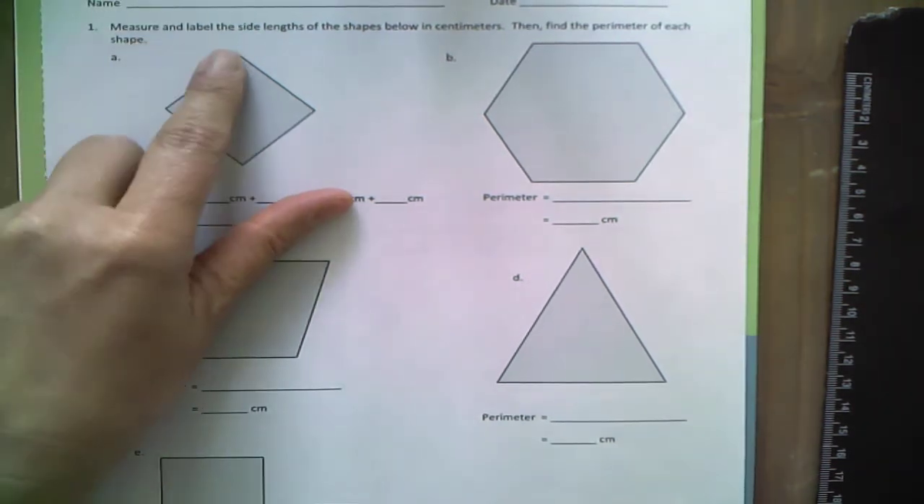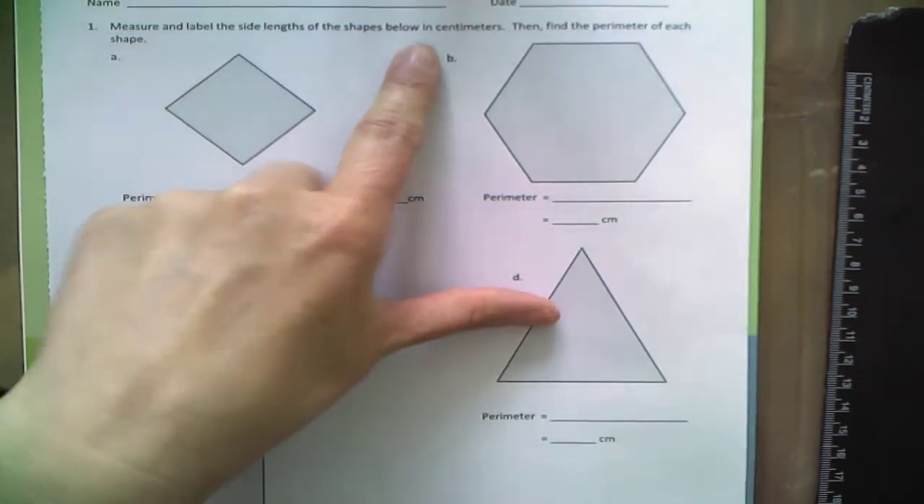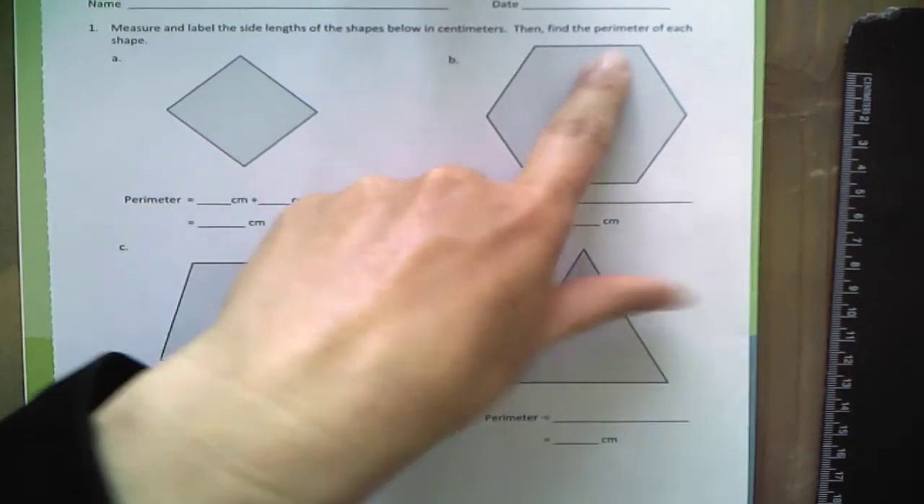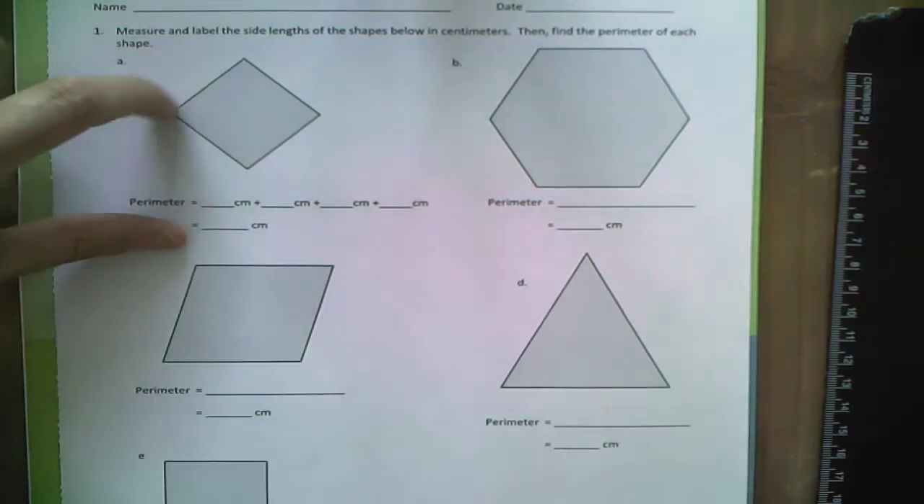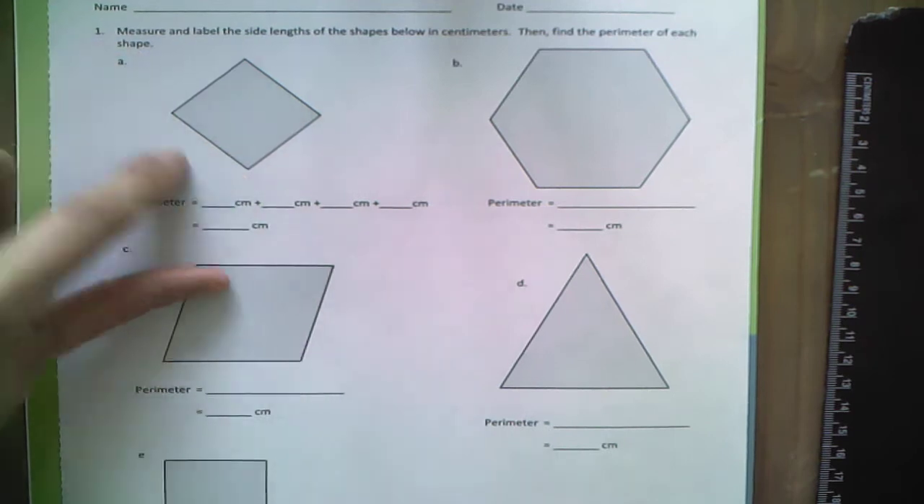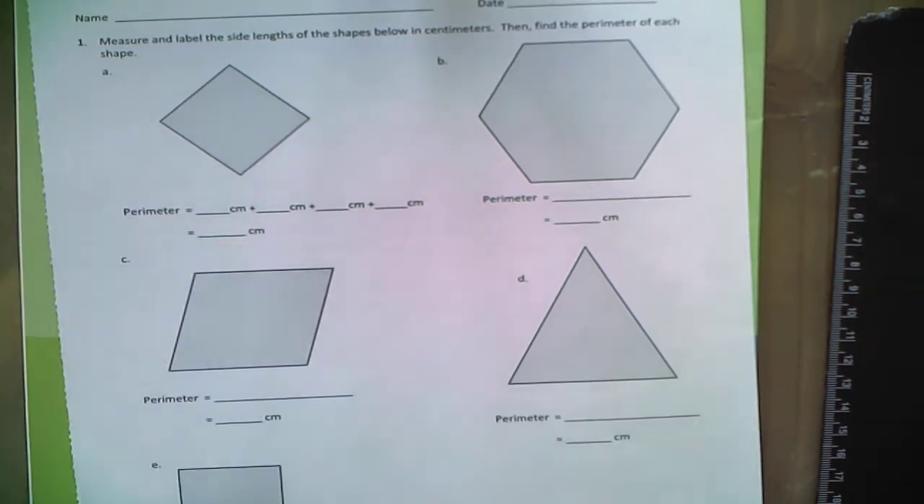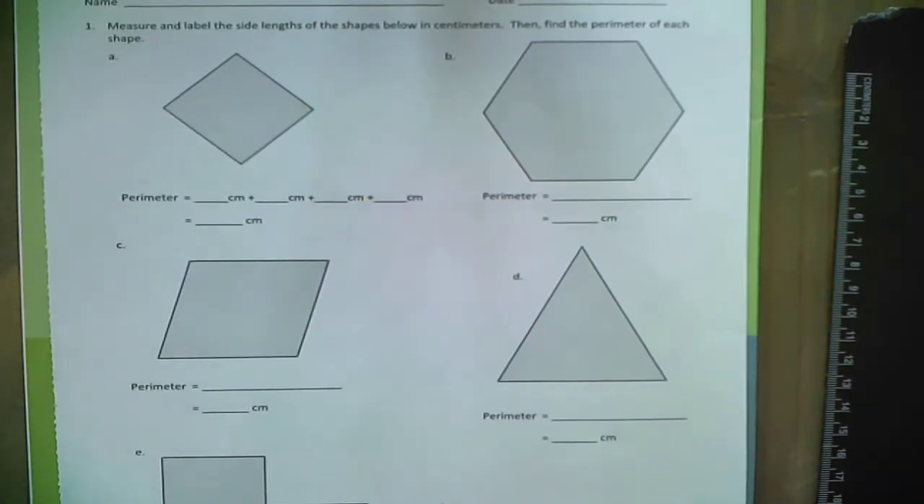Okay, so let's read number 1 together. It says, measure and label the side lengths of the shapes below in centimeters. Then find the perimeter of each shape. So remember, in order to find the perimeter, you're going to add all the side lengths together. So on this one, side length plus side length plus side length plus side length is going to give you your perimeter.